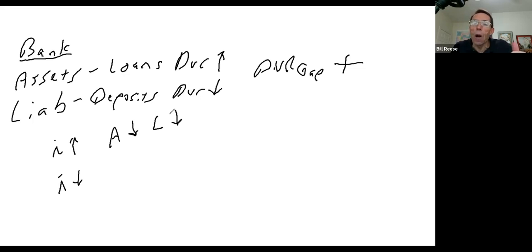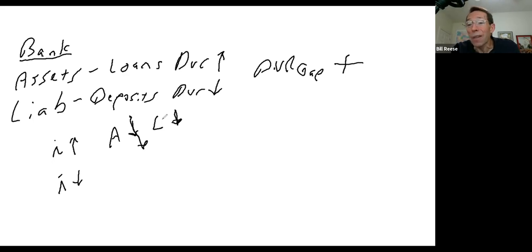So if interest rates go up, the value of the bank's assets goes down, and the value of its liabilities goes down. But we already said that the assets have a much higher duration than the liabilities. So if the assets have a higher duration, the assets will go way down in value, and the liabilities just go down by a little bit. Now, if your assets go way down in value and your liabilities go down just a little bit, overall, is that good or is that bad?